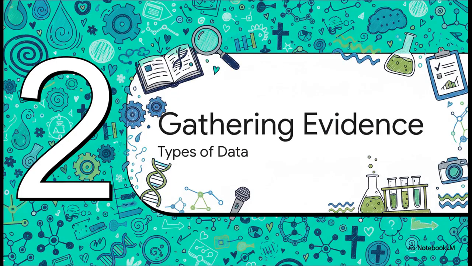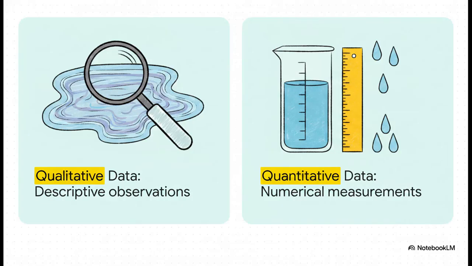Moving right along to Section 2, Gathering real-world evidence, types of data. And this brilliantly illustrates the two types of data you're going to need to record today. Qualitative data deals with descriptive observations, so what you see, color changes, or maybe how water spreads. Quantitative data, on the other hand, relies on numerical measurements, like counting exact numbers or measuring distances. A thorough scientific experiment always uses both of these to tell the full story.